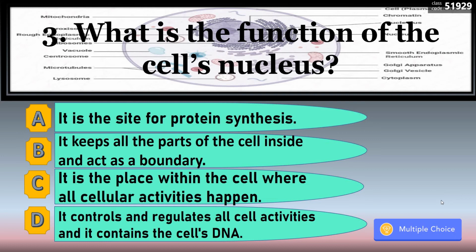What is the function of the cell's nucleus? A. It is a site for protein synthesis. B. It keeps all parts of cell inside and acts as a boundary. C. It is a place within the cell where all cellular activities happen. And D. It controls and regulates all cell activities and it contains the cell's DNA. Go. Okay, time is up. The correct answer for this is letter D. It controls and regulates all cell activities and it contains the cell's DNA.